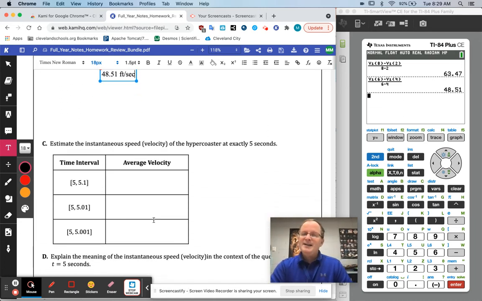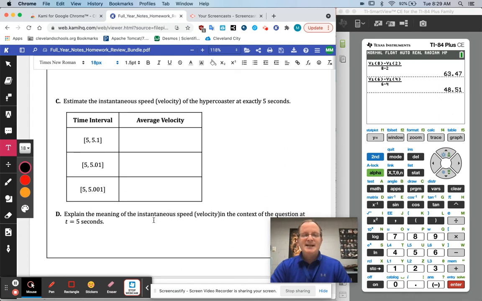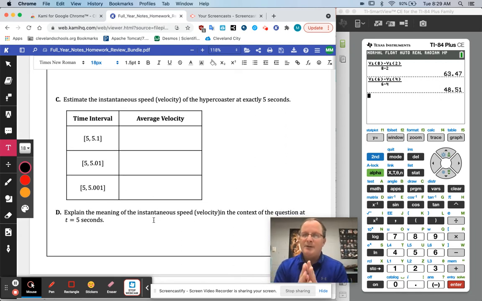Yay. Then it says to estimate the instantaneous speed, the velocity, of the hypercoaster at exactly 5. Well, we can't do that yet. We haven't done any calculus that allows us to do that, but we can try to estimate it using values that get very, very close to 5.